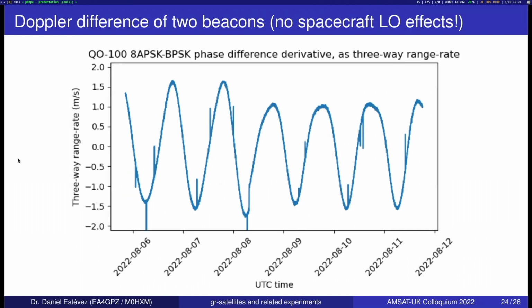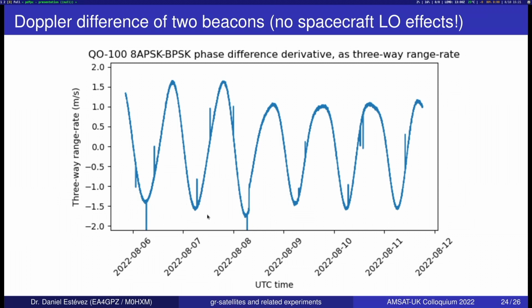However, if we compare the Doppler of the two beacons, then the local oscillator is the same for both of them, so the effects cancel out. And we get this very nice picture where now the units here, rather than hertz, are meters per second. So the satellite moves at a speed of a couple meters per second, really. And you can see that there are no more weird oscillations.